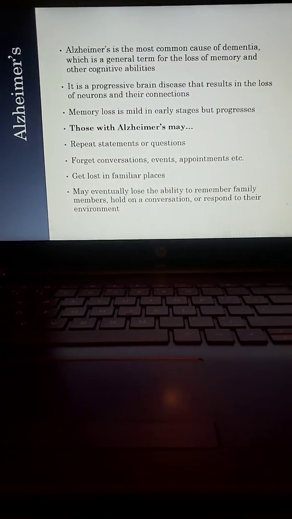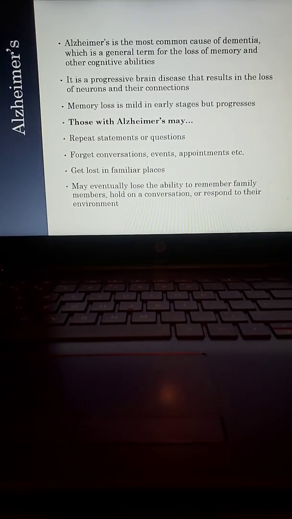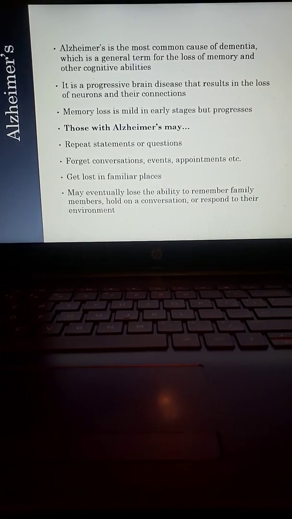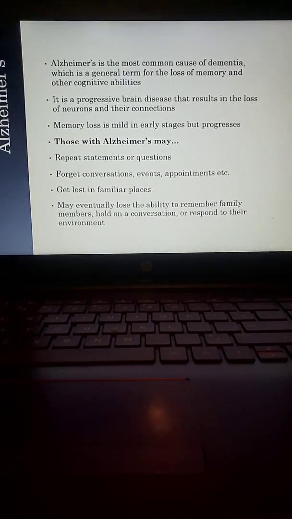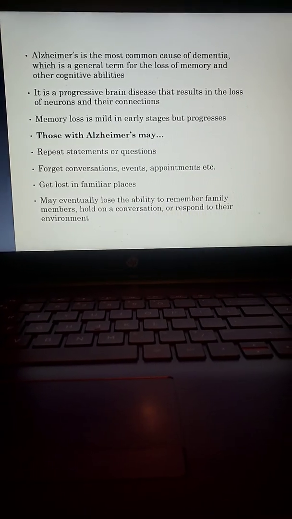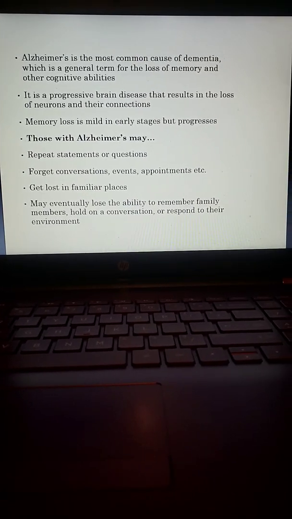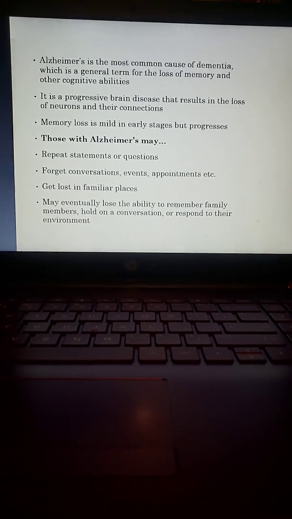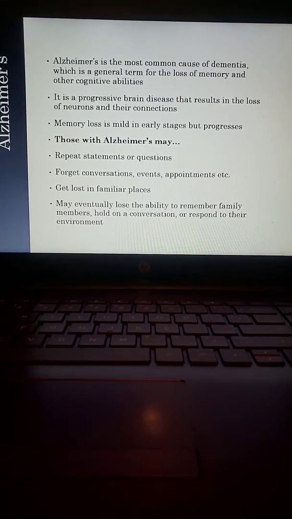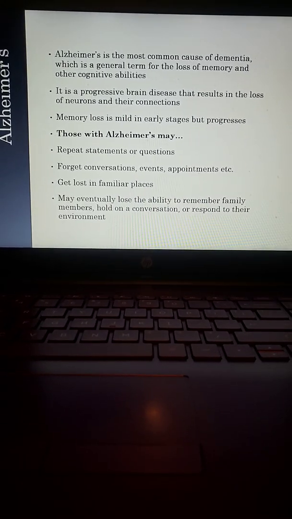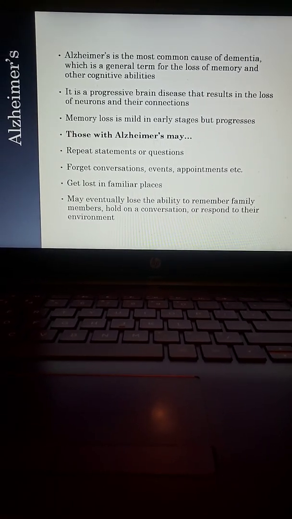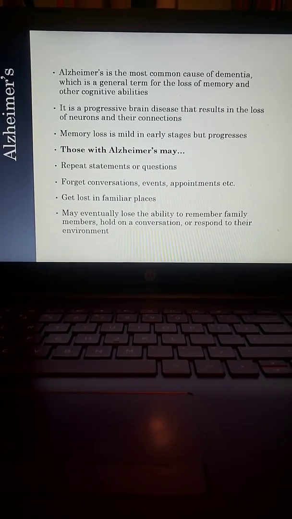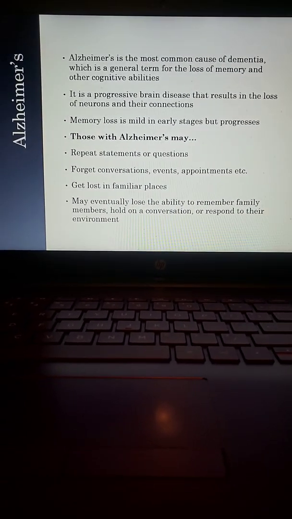So I'm just going to start off with some background information about what Alzheimer's is and some symptoms that those with Alzheimer's may experience. So Alzheimer's is the most common cause of dementia, and dementia is just a general term for the loss of memory and the loss of other cognitive abilities. So it is a progressive brain disease that results in the loss of neurons and their connections. In the early stages of Alzheimer's, memory loss is mild, but then the disease progresses into more severe symptoms.